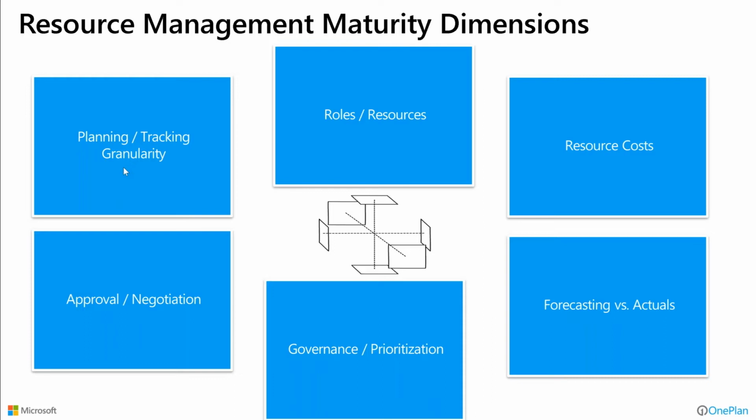Are we looking at it on a monthly basis, on a weekly basis, on a quarterly basis? There's approval and negotiation, and usually it has to do with there not being enough resources. So where do you make the decision on who gets assigned to what in order to undo a bottleneck within a specific project? Governance and prioritization, establishing the standards by which everyone in the organization is going to define resources and how to prioritize resource usage.